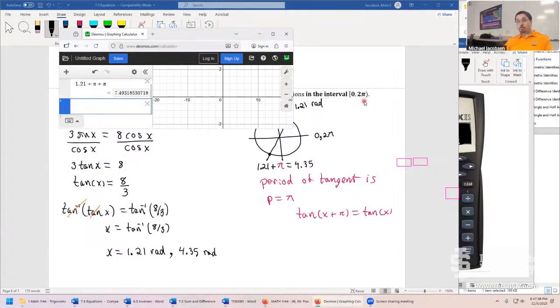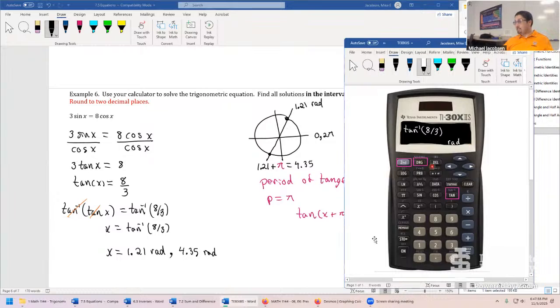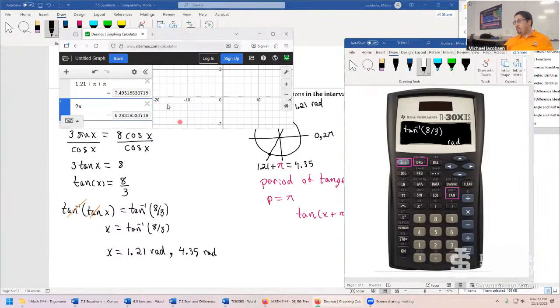And the trouble with that is you're only looking for solutions between 0 and 2 pi, and 2 pi is 6.28. So add pi one more time, and we've rotated back up here, but we're beyond 2 pi at that point. That means there's just two solutions, 1.21 radians, 4.35 radians. And we can check this as well.